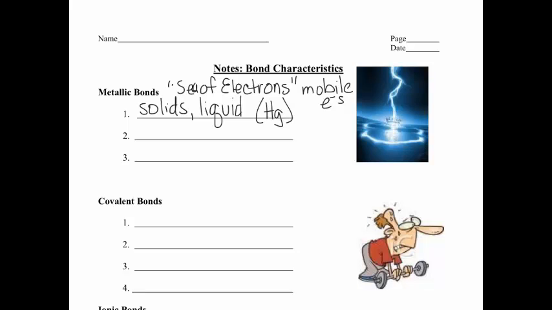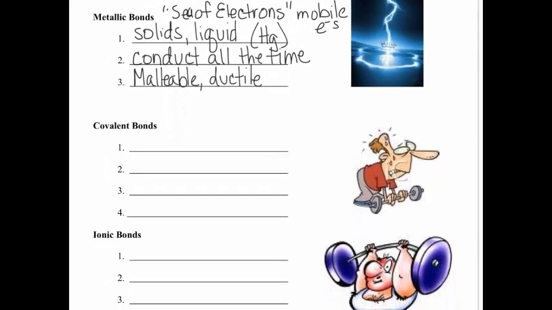Metals always conduct. Doesn't matter if they're solid or liquid. They conduct electricity and they conduct heat, so they're always conductive. Also, they are malleable, which means they're bendable. They are ductile, meaning they can be pulled into a wire. Those are things you've already memorized from when we talked about them in the periodic table.